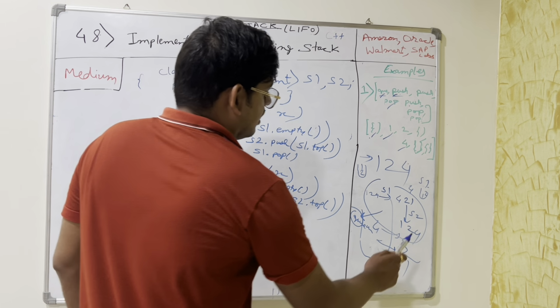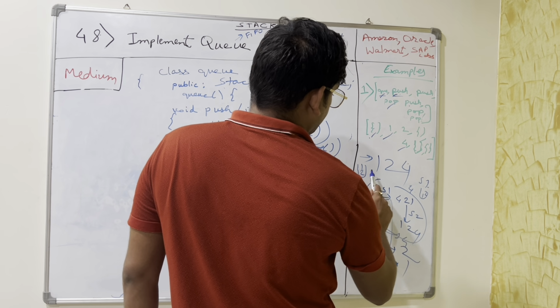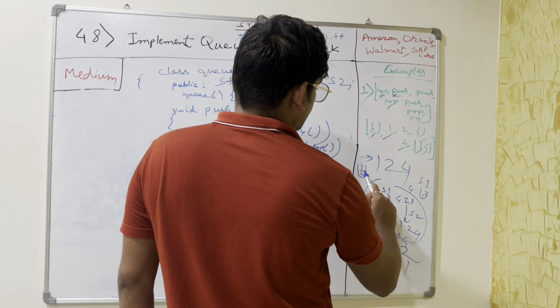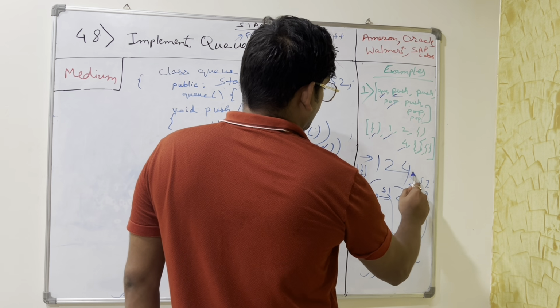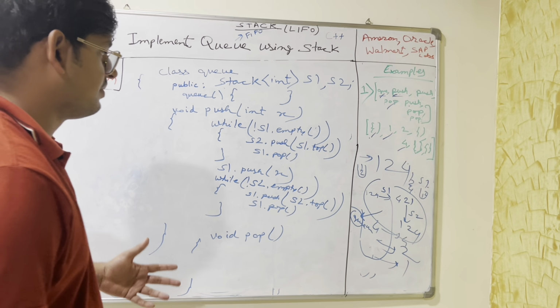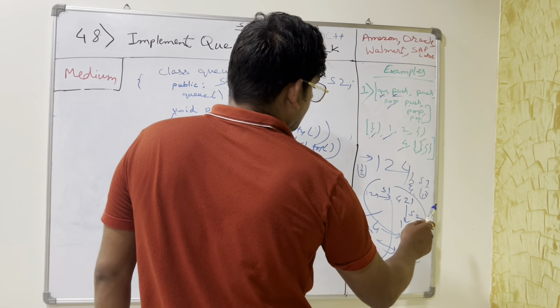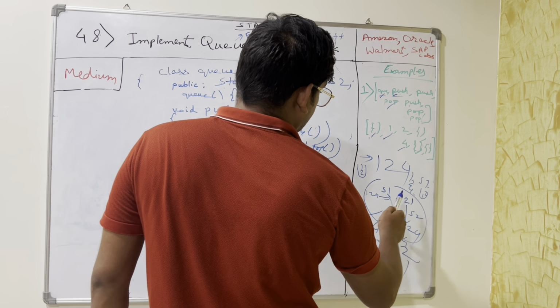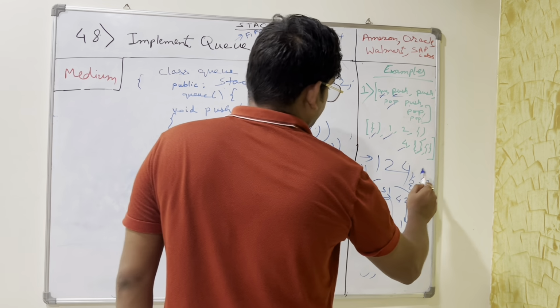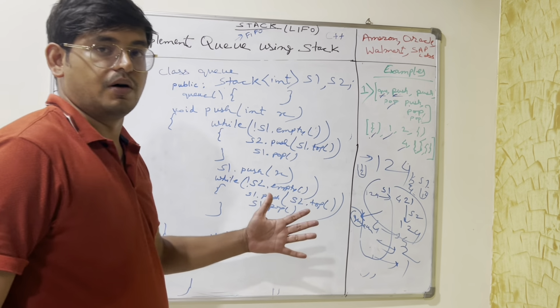So 1, 2 was there, then 4, and when we push this, the order comes out such that if we pop out the elements, they come in the original order of 1 to 4. It would be popped out in the reverse order of the stack, so 1 would be popped out first, then 2, and then 4 would be popped out.